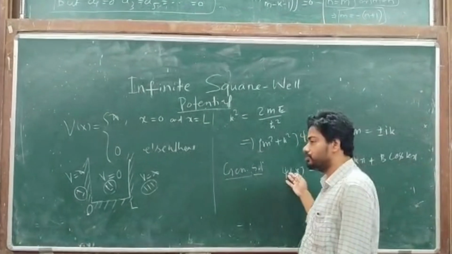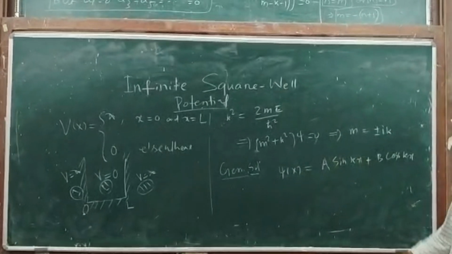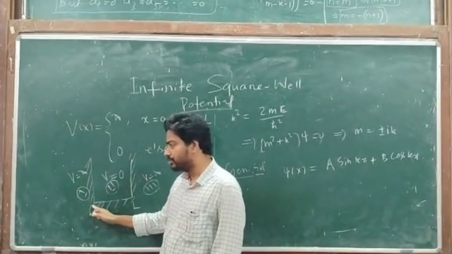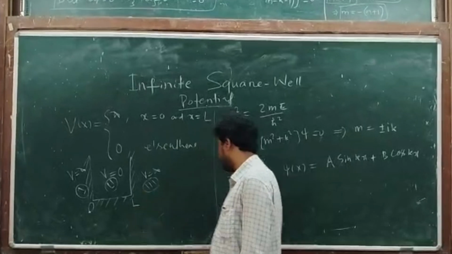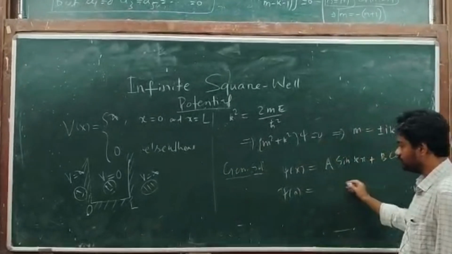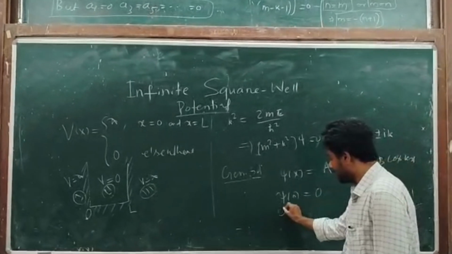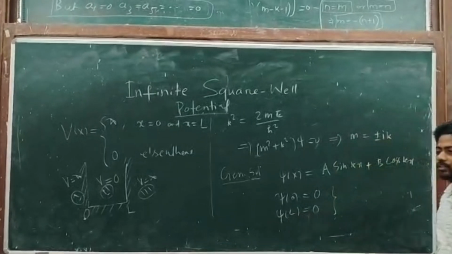So how do we find these two parameters? We already have enough information in our table. What is that? That's the boundary condition. At this boundary, x equal to 0, the function is 0. Similarly, at x equal to L. Put x equal to 0 here, then you will get one boundary condition. Another boundary condition, x equal to L, the function will be 0. So these are the two boundary conditions.